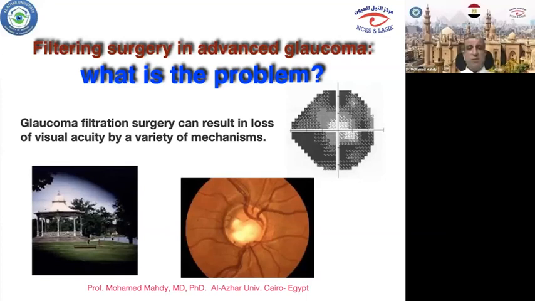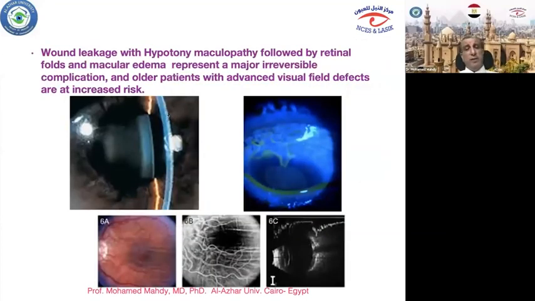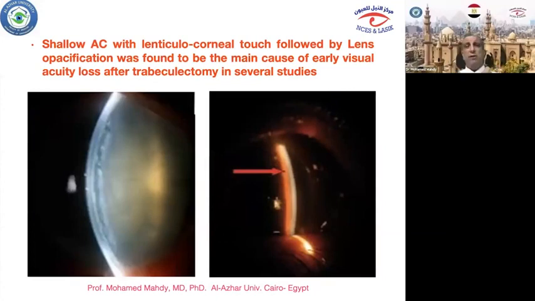You could see here wound leak with shallow anterior chamber and hypotony maculopathy, and macular folds, as you can see here, which is a very drastic complication. And it might exaggerate the visual loss. Shallow anterior chamber with iridocorneal touch followed by lens opacification was found to be the main cause of early visual acuity loss after trabeculectomy in several studies. And we should keep an eye on preventing such complications.